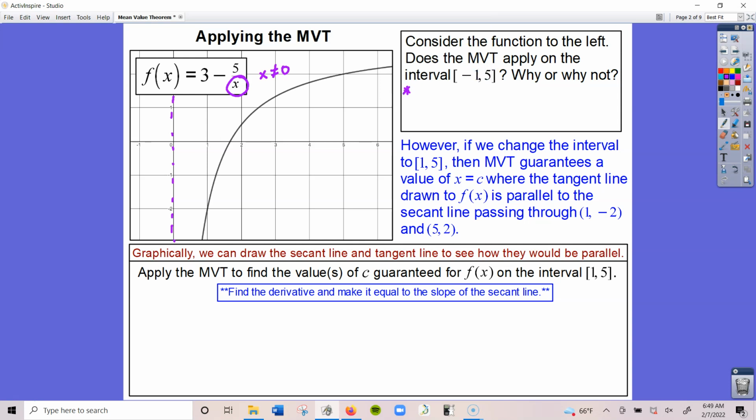So here we would state that f of x is not continuous on the interval -1 to 5. And if that's the case, then MVT is not applicable and we cannot go any further.